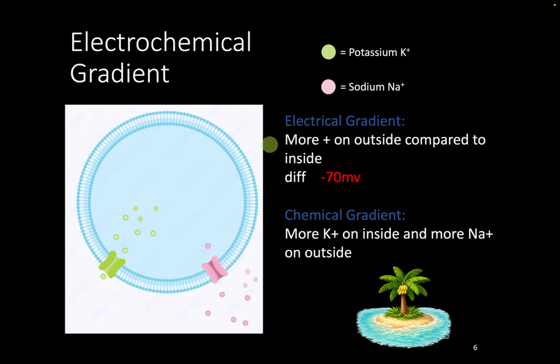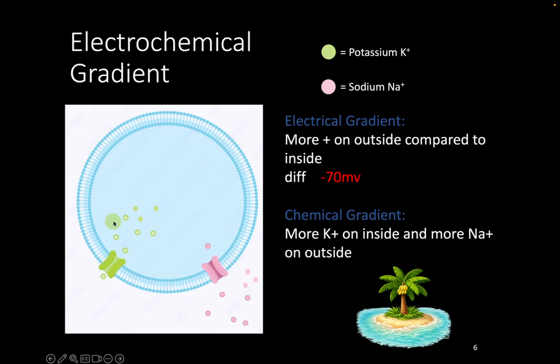So we see here that this situation is representing an environment that is negative 70 millivolts, meaning if you put a voltmeter inside of this plasma membrane, the voltage would read negative 70 millivolts. Okay, so negative voltage. So let's see what makes this negative 70.